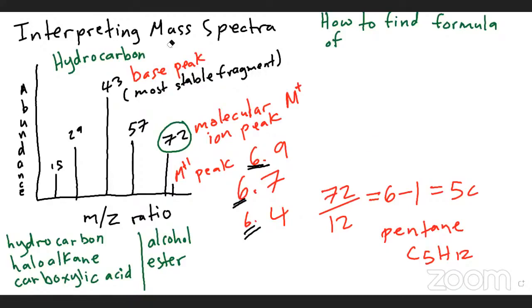Now, how do we find the formula of our fragments? So the 57, the 43, 29, and 15.